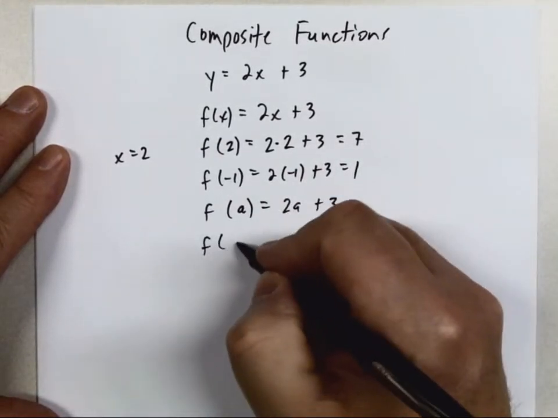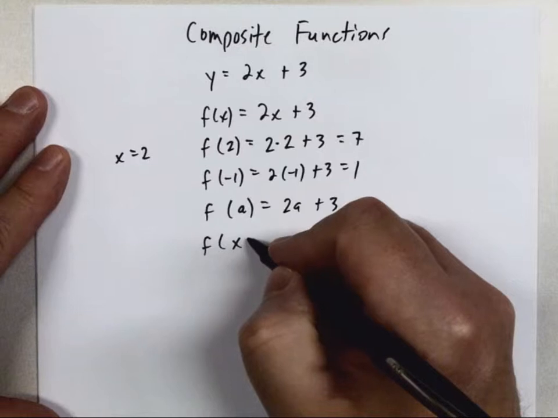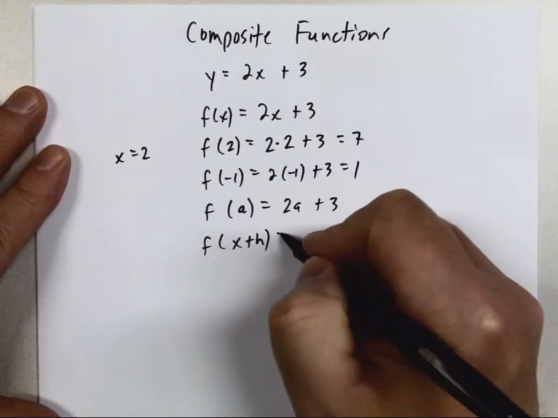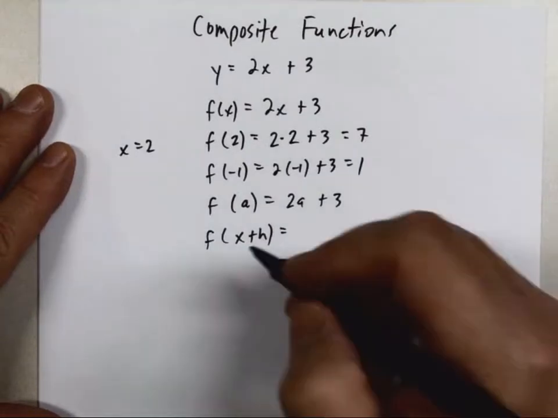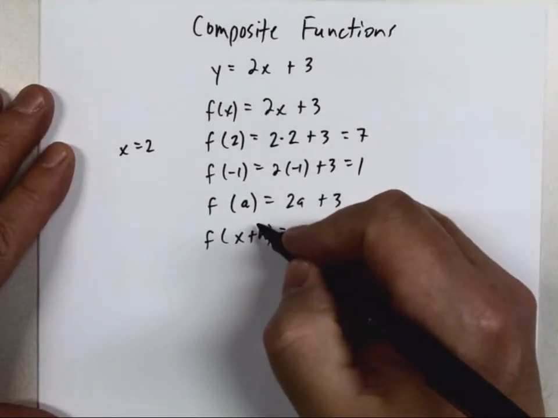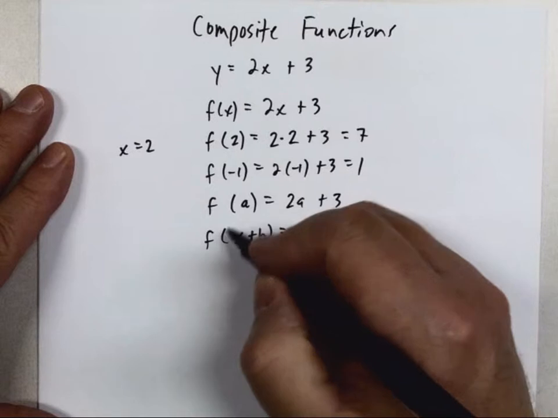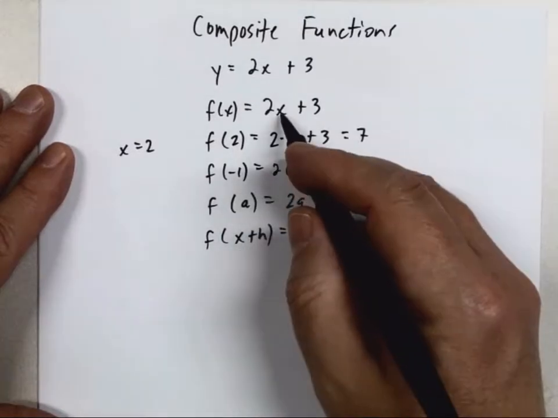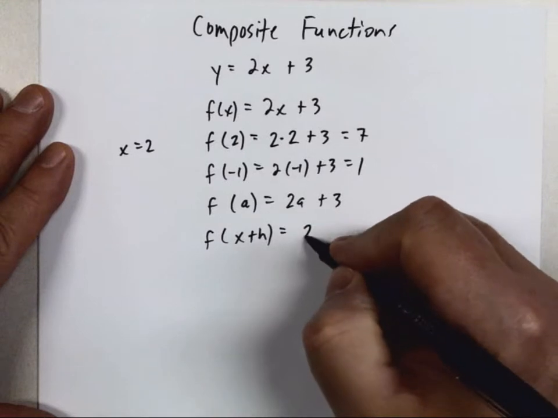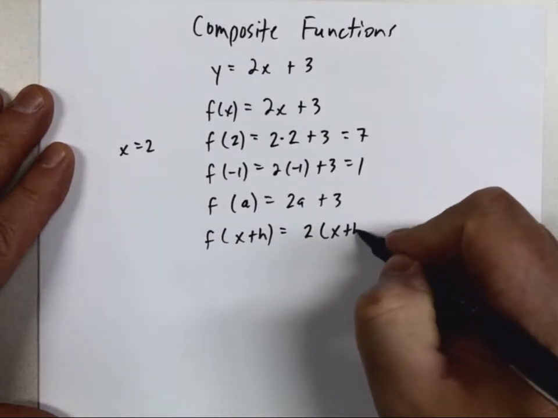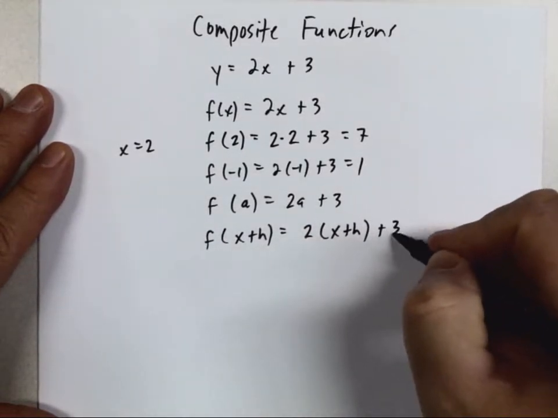As a matter of fact, you could do something like this, f of x plus h. It's the same principle over and over again. Whatever's inside here is what you substitute in for x. So this one would be 2 times x plus h, plus 3.